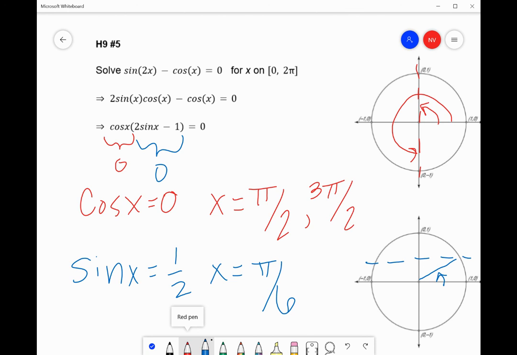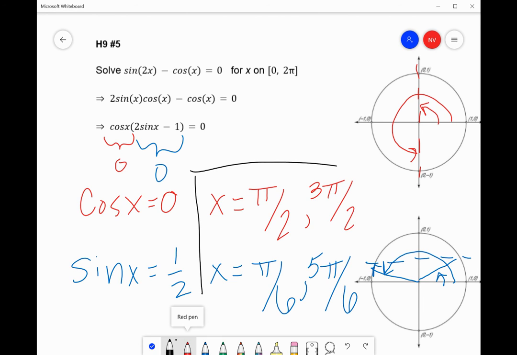And then we also have this angle. So it's all the way this way. And that is going to be 5 pi over 6. So those are the 4 x solutions that you can get from this function from 0 to 2 pi.